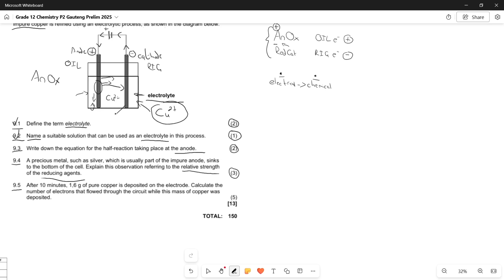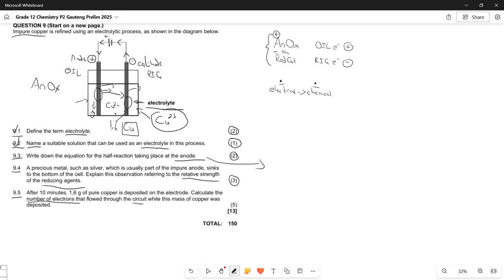deposited on the electrode. Okay, so we have pure copper that is being deposited on our cathode over here. We have 1.6 grams of pure copper, so no ions and there's no silver mixture. It is just the copper that has been lost from this electrode or from our beaker that is then being coated on our cathode over here. Okay, calculate the number of electrons, okay, that flowed through the circuit while this mass of copper was deposited.